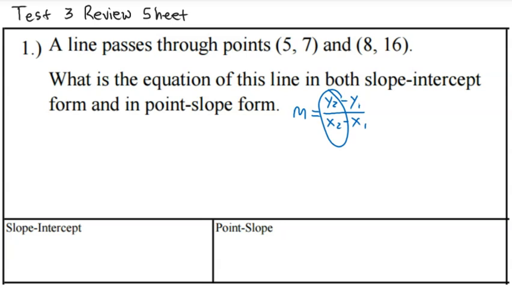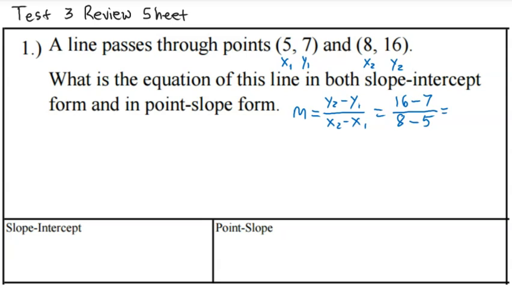Let's call this one 2, and we'll call this one 1. That makes 5 x1 and 7 y1. And then over here it makes 8 x2 and 16 y2. So now we just have to put the 5 in x1 and so on. We're going to put y2 first. Well, y2 is 16. So we go 16 minus y1, and that's 7. And x2 is 8, minus x1, which is 5.